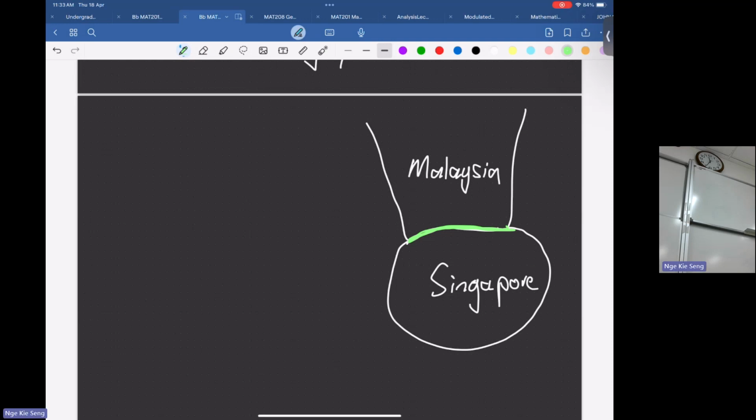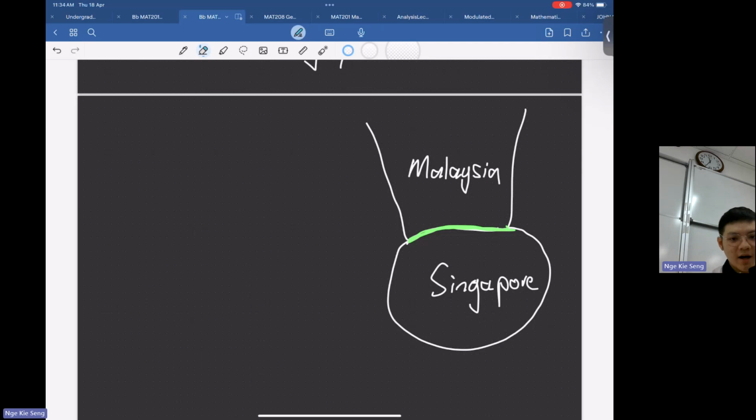That makes sense? So for every ball you make, no matter how small, it will contain at least one point from inside and one point from outside the set, A and A complement. So this is a boundary point.